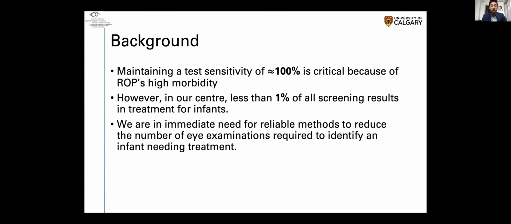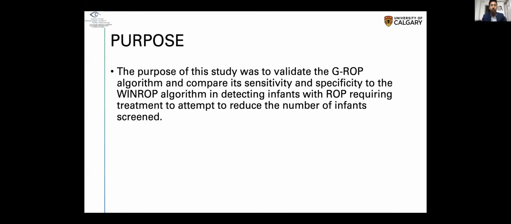Maintaining a test sensitivity of approximately 100%, as with our current screening guidelines, is critical because of ROP's high morbidity and what we would lose if we missed these babies. However, in our center, less than 1% of all screening results in treatment for our infants. We are in immediate need for reliable methods to reduce the number of eye exams required to identify infants needing treatment. The purpose of our study was to validate the GROP algorithm and compare its sensitivity and specificity to the WinROP algorithm in detecting infants with ROP requiring treatment to attempt to reduce the number of infants screened.